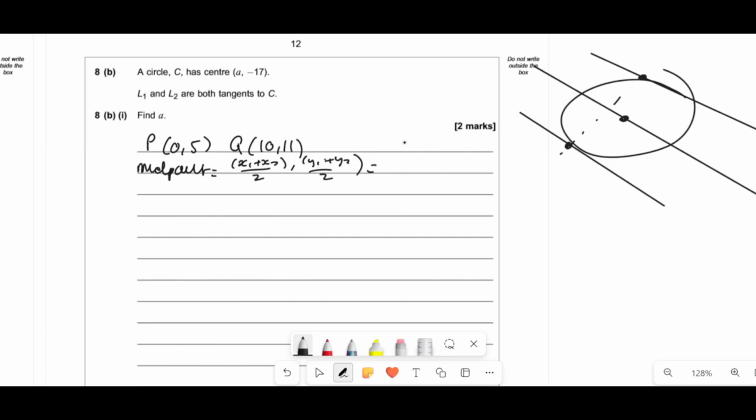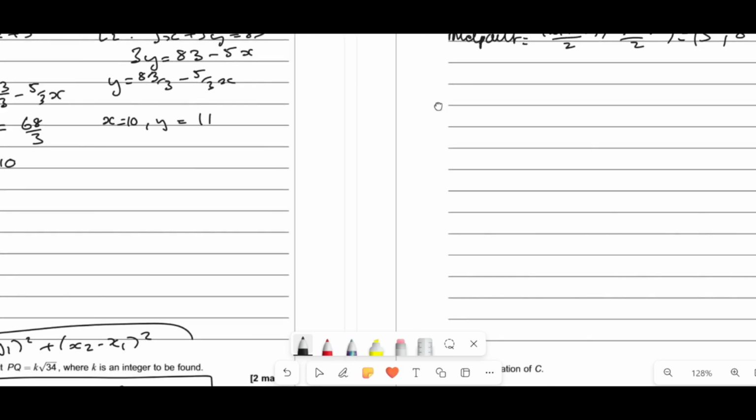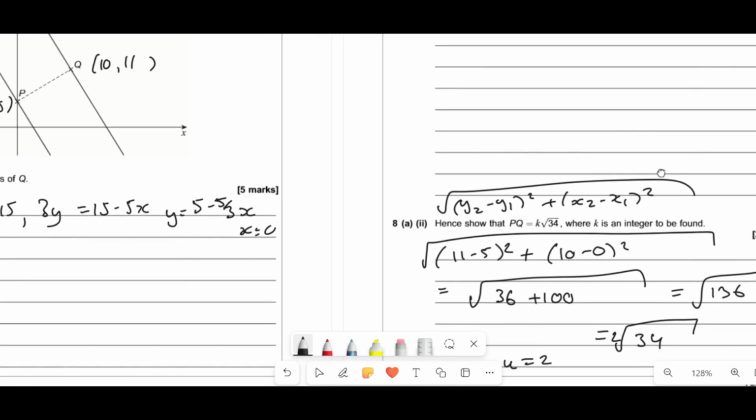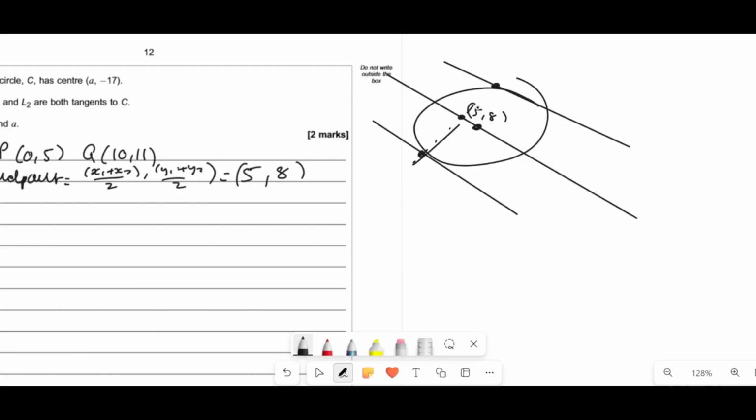If I do that, that's 0 plus 10 over 2, which is 5, and then 5 plus 11 over 2, 16 over 2, so that's 8. So the midpoint of these two lines is 5, 8. Cool. Now, we know the gradient of each of these lines is minus 5 over 3. So the gradient of the normal would have been 3/5 when I did my working out before, but now we're going back down again, so it's minus 5 over 3.